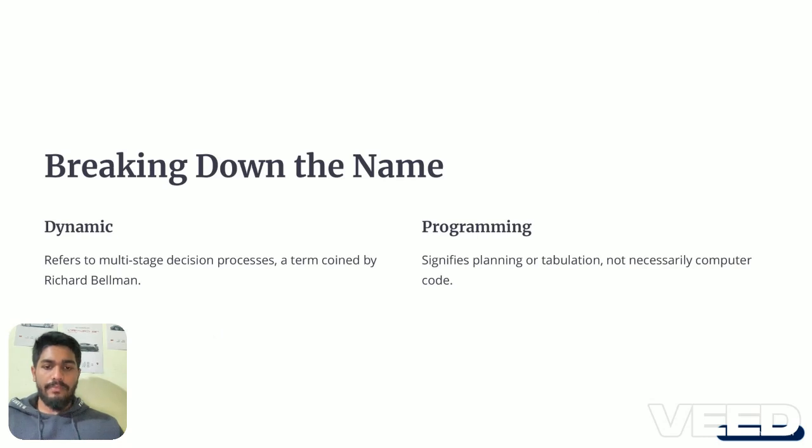Breaking down the name: dynamic programming. So what is the meaning of dynamic? It refers to a multi-stage decision process, a term coined by Richard Bellman. Programming signifies planning or tabulation, not necessarily computer code.